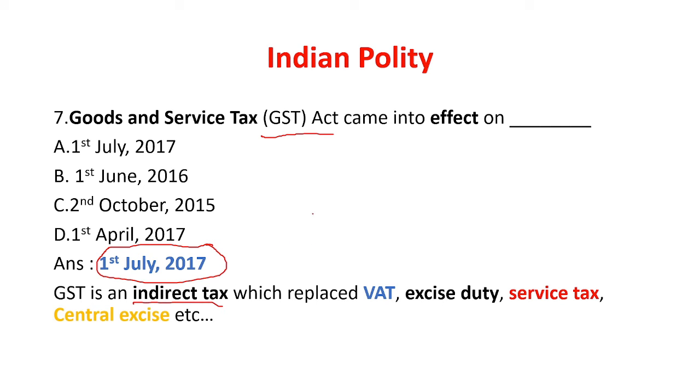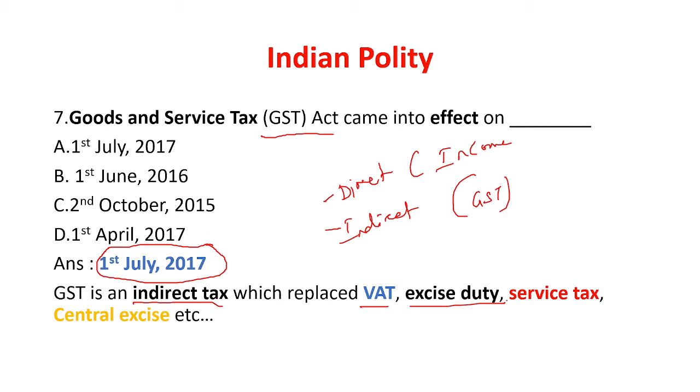We know two types of taxes the government collects. One is direct tax, and the other is indirect tax. So this GST comes under indirect tax. Income tax comes under direct tax. After the implementation of GST, it has replaced VAT, excise duty, service tax, central excise, and others which were implemented before the GST. Now we have only a single GST tax.